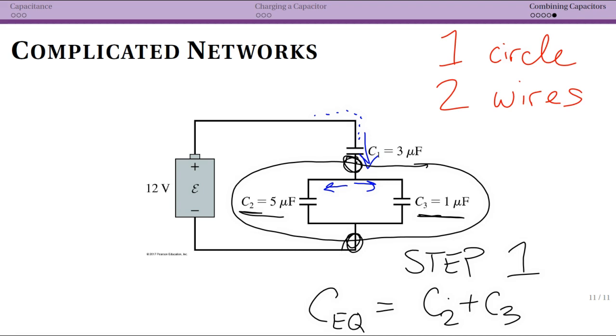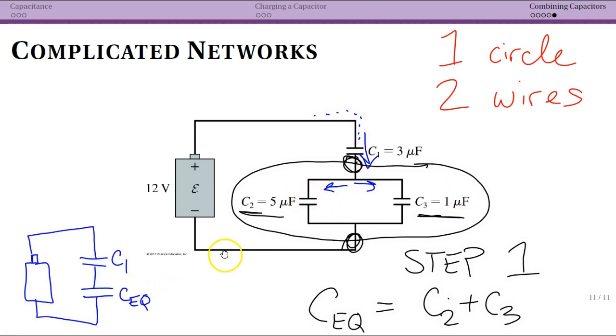So you need to go step by step. If you only do this in one step and try to do the entire network in one step, you're going to make a mistake. So now that we've done this, we actually need to draw a new circuit. So I've replaced these two with one equivalent capacitor. And notice that I've put it where my circle was. So its wires are intersecting the places that my circle originally intersected. So that's how it gets connected.